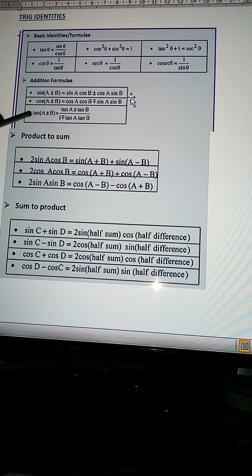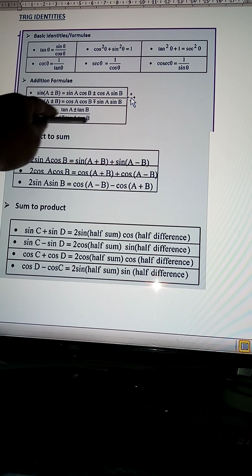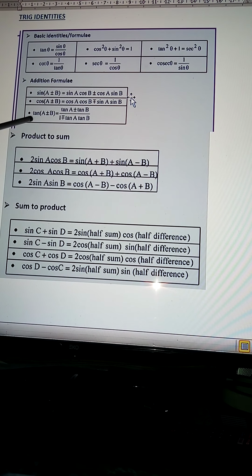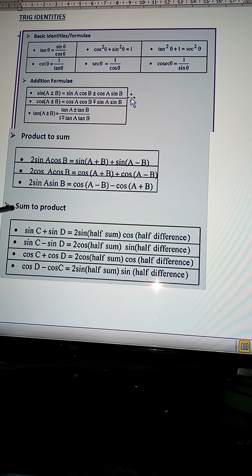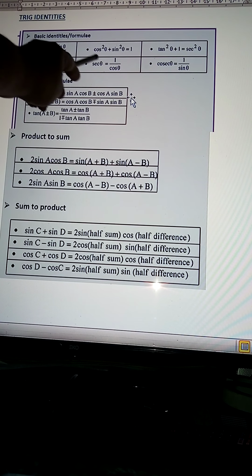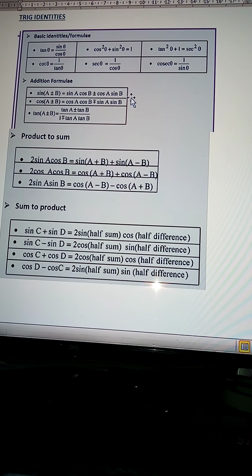And the same goes for your tangent. So you have to read the formula carefully. Do not make up your formula. Stick to the addition formula as you see right now. It's an identity. It's been proven to be true, so we are using it, and all mathematicians like you all over the world are using it. So this is product to sum. This is sum to product. And this is basic identities and formulas. This is what we use in Form 6.